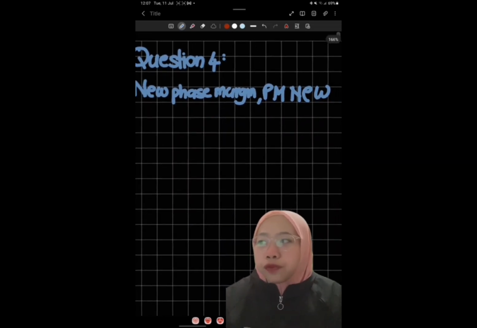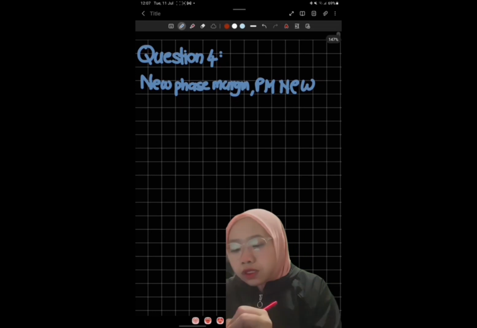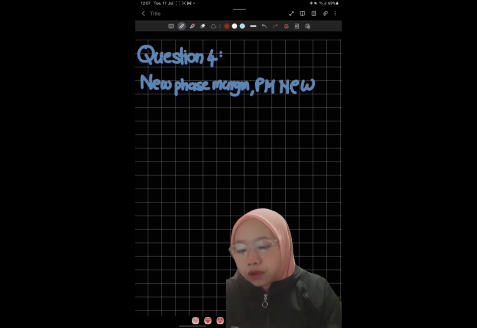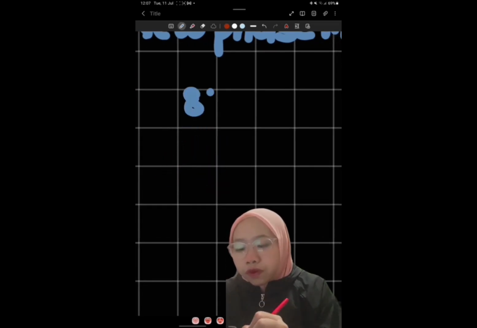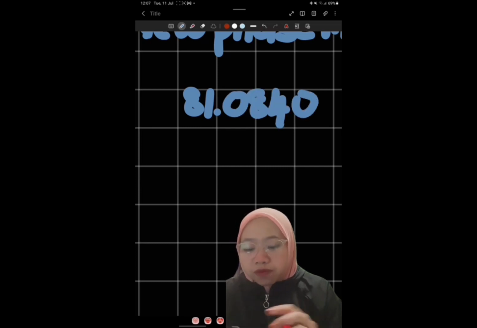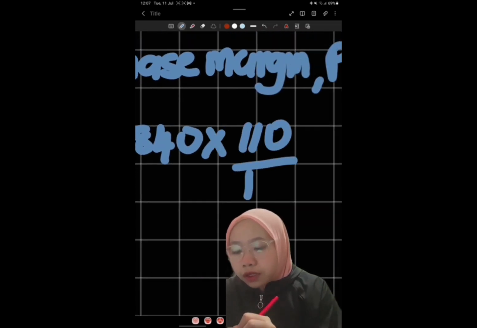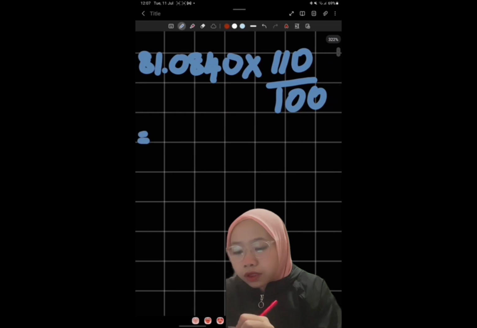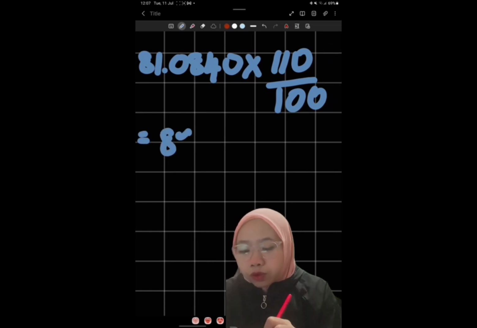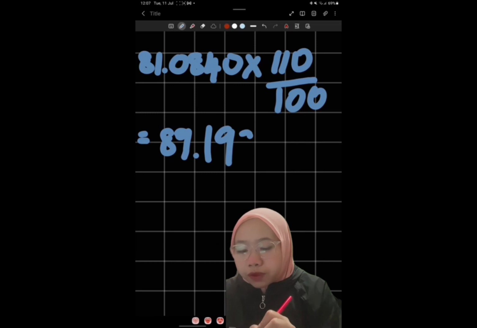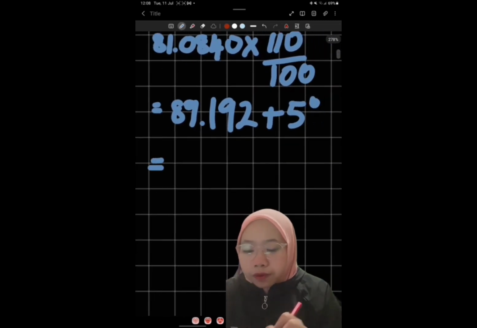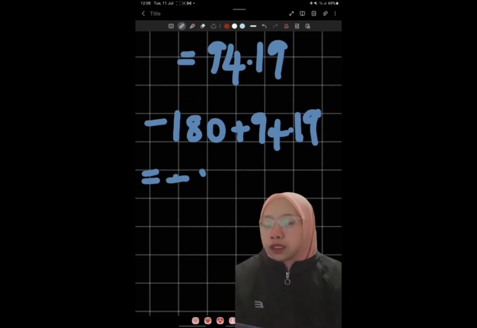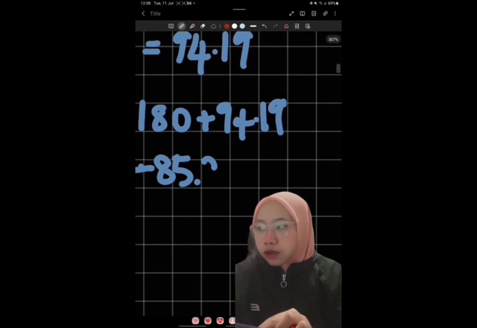For the first step, we have to find the new phase margin. There are two PM values. The first value is 81.0840, which we have to times 110 divided by 100, and then we get 89.11792, and we have to plus 5. Then we get 94.19, and then negative 1 plus 90.